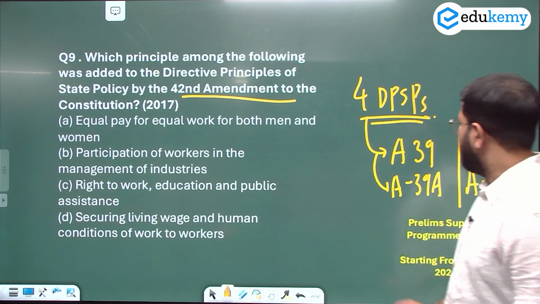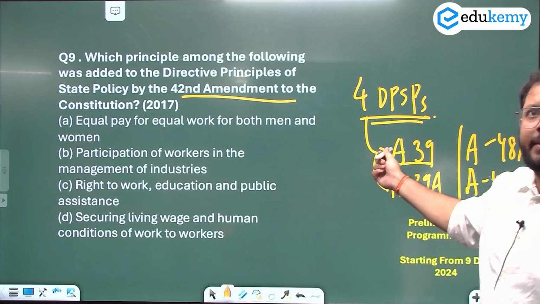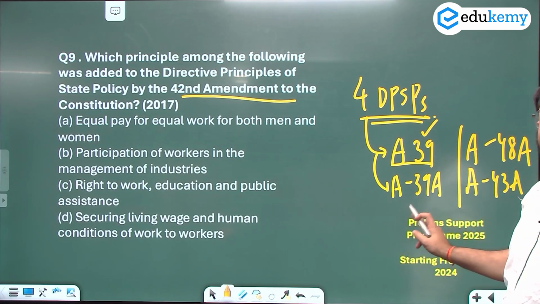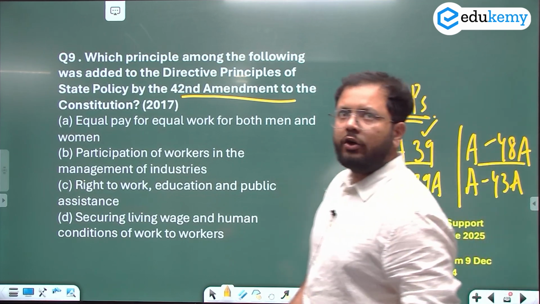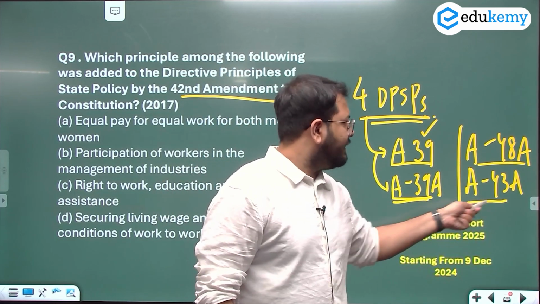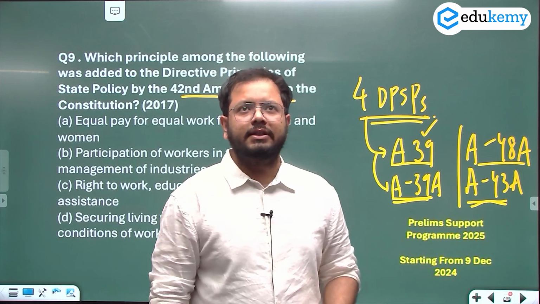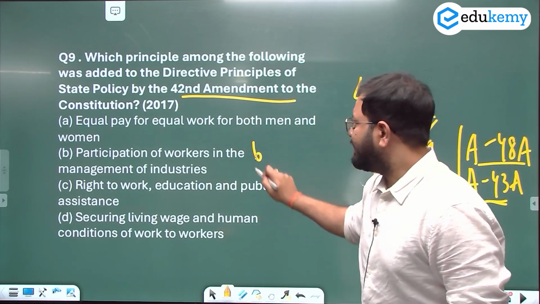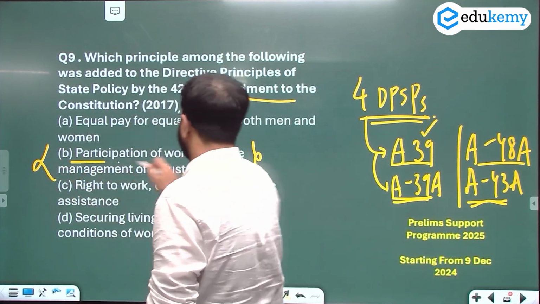Fine. When we talk about Article 39, it talks about opportunity for the healthy development of children. When you talk about Article 39A, it talks about free legal aid to weaker sections. When you talk about Article 48A, it talks about protection of environment and wildlife. When you talk about Article 43A, it talks about securing the participation of workers in the management of industries. So, which principle was added by 42nd Amendment? Securing the participation of workers in the management of industries. Here answer automatically becomes B.